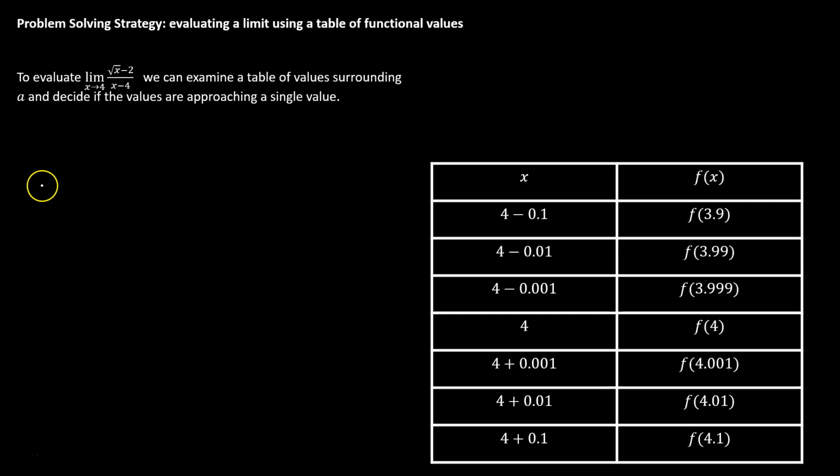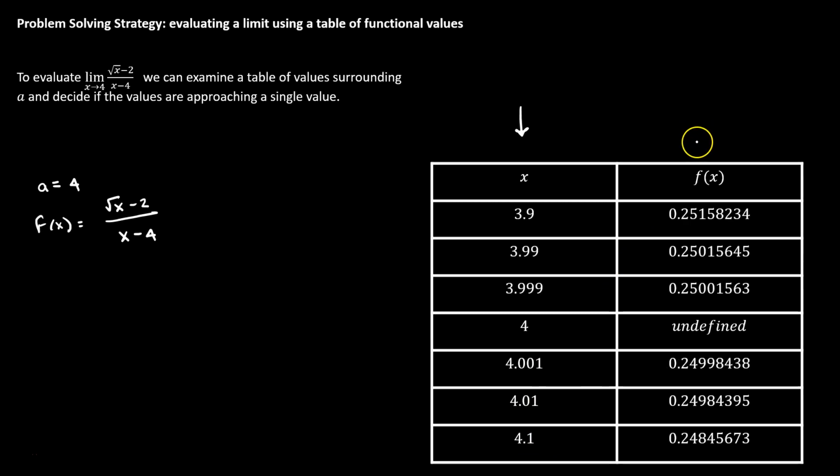Let's look at another function. This limit has x approaching 4, so a will be replaced with 4, and then the function definition is the rational function, root x minus 2 on top, x minus 4 on bottom. We come over to create our table of values. The x column has 4 minus all of our small increments, as well as 4 plus all of our small increments. And then we're going to evaluate our function at each of those x values using our table, GeoGebra, whatever we like.